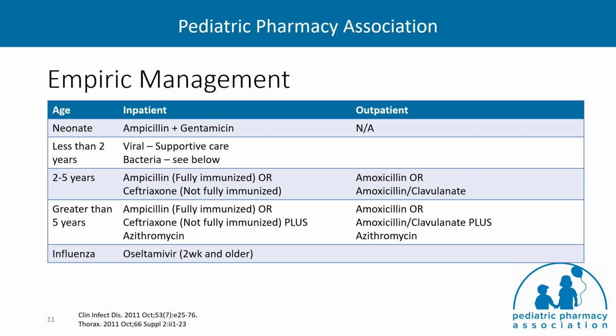Step-down therapy or outpatient therapy can be completed with amoxicillin for those fully immunized, or amoxicillin clavulanic acid for the incompletely vaccinated. If the patient has had prior infections or been exposed to ampicillin or amoxicillin recently, it is reasonable to use ceftriaxone or amoxiclav in patients who are already vaccinated. Once the patient is older than 5, azithromycin for atypical coverage is added to either ceftriaxone or ampicillin inpatient, or amoxicillin clavulanic acid for step-down outpatient therapy.